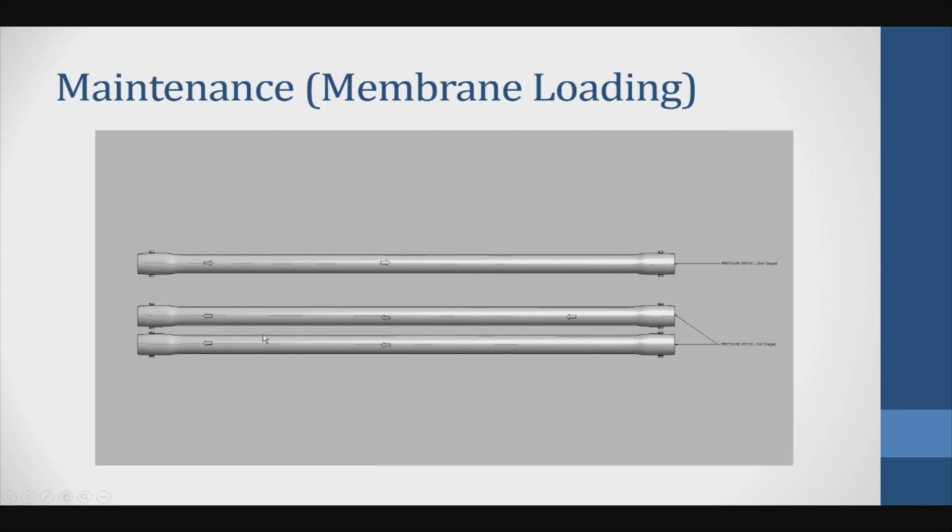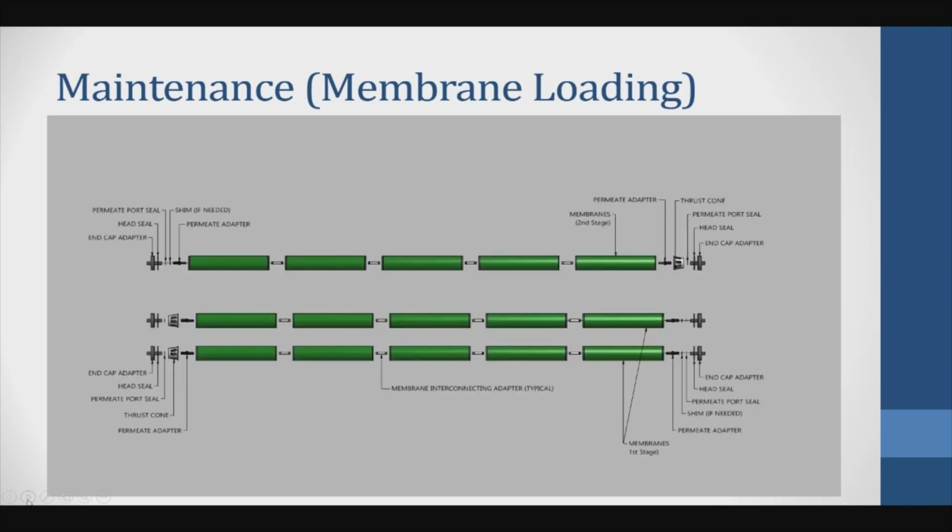So 1, 2, 3, 4, 5. I guess that's right, so it has 5 membranes. This is how it goes. That's the first stage membranes, and this is the second stage membranes. This is what we call the thrust cone. Every time the system starts and stops, there is going to be a little bit of shifting inside the membrane, so the thrust cone maintains the membranes so they don't move a lot.